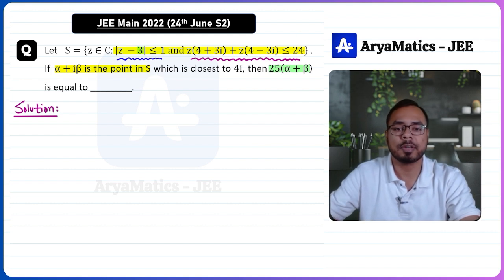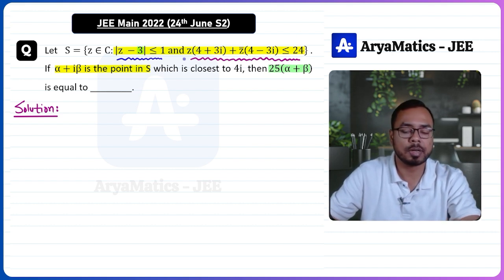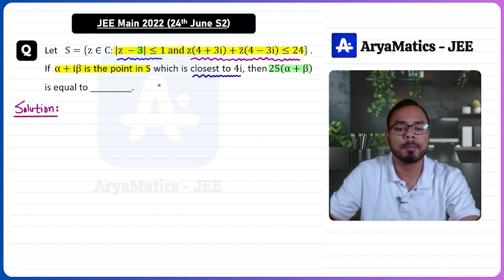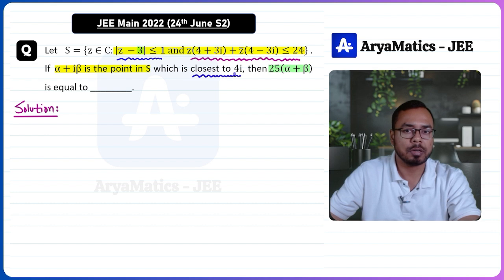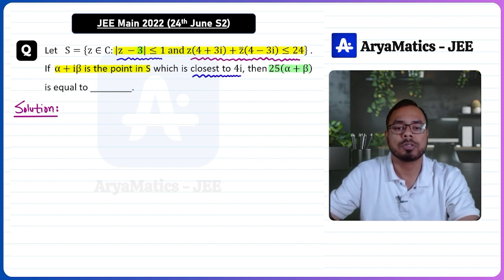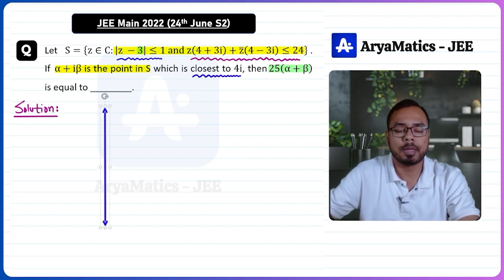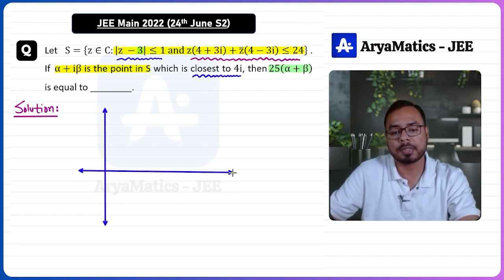So in this problem, first we basically have to plot the two loci, and then we have to identify the complex number in that locus which is at minimum distance from this point 4i, right? So let us plot the diagram and then see what kind of locus we are getting here. Let us say this is our imaginary axis and this one is the real axis.